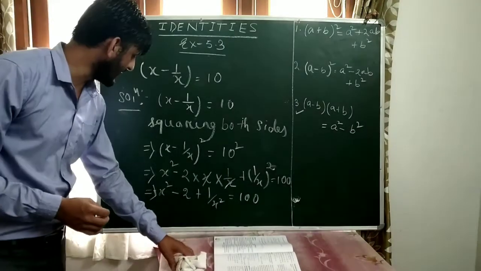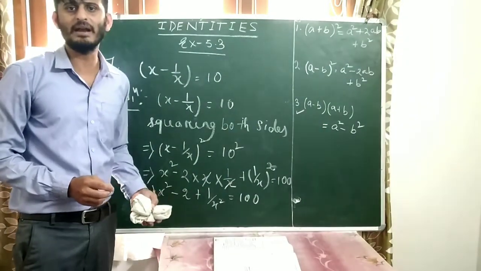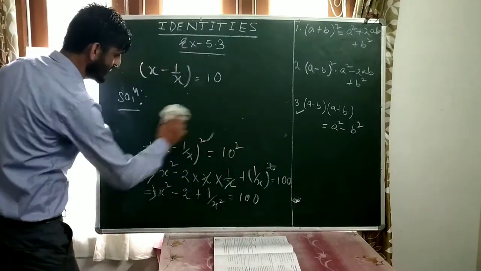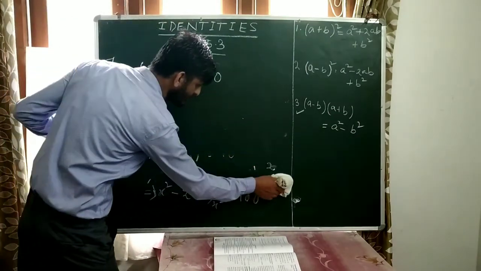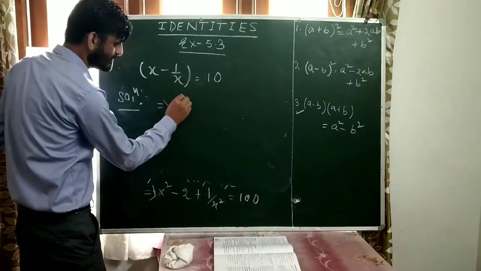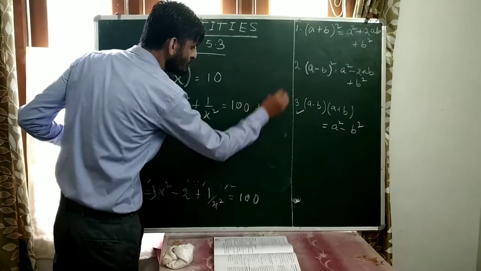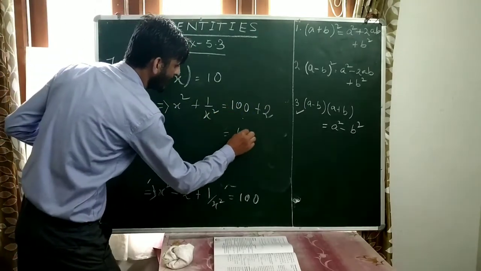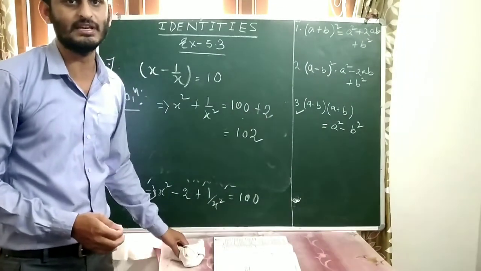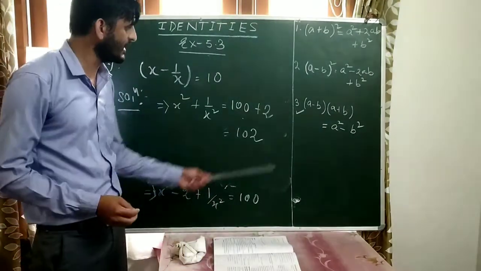Okay, then what will we get? If we shift this 2 to that side, solving through the systematic pattern of the equation, what will we get? You just see it very carefully, you will understand. We will get x square plus 1 by x square is equal to 100 plus 2. So the result will be 102. So like this we can solve different types of questions in our exercise 5.3 with the help of these three identities.